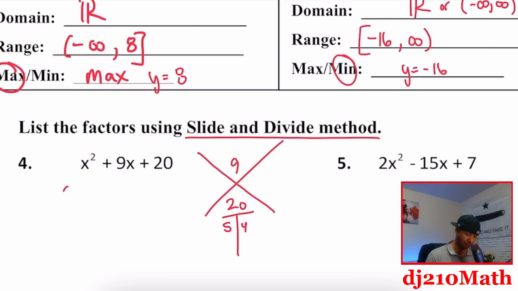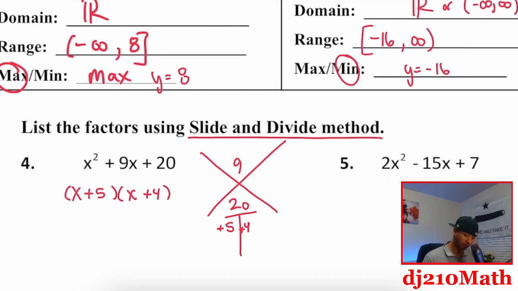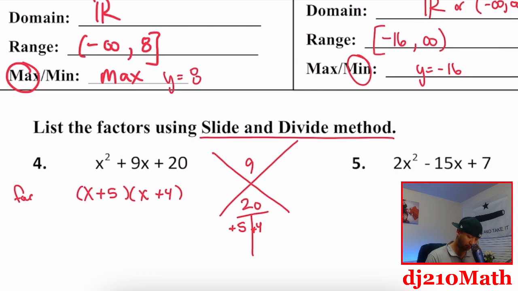So everything checks out. So the factors are going to be x plus 5, because it's a positive number, and x plus 4, because this is a positive number. And these are our factors. There's a difference between factors and roots, or factors and solutions. These are the factors, the things that multiply to get the thing that they gave us.